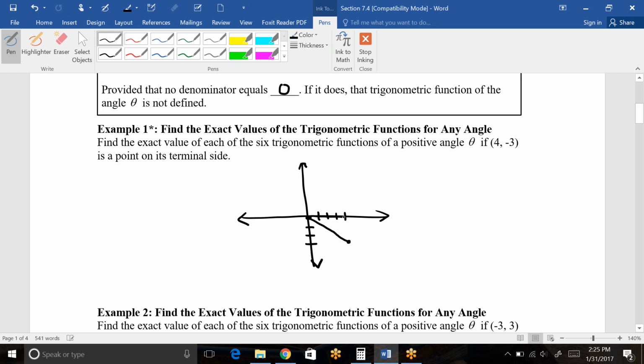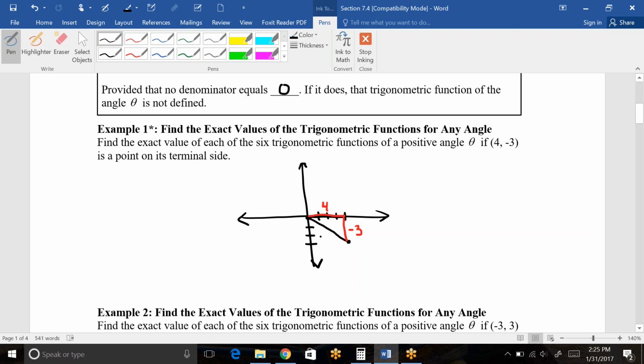Remember, there's the initial side of that angle. So we're kind of creating a triangle with this, where the sides of the triangle have to do with the point, essentially. This is a 4. This is a -3. The signs do matter because that helps us figure out what quadrant we're in. We're in quadrant 4 here.